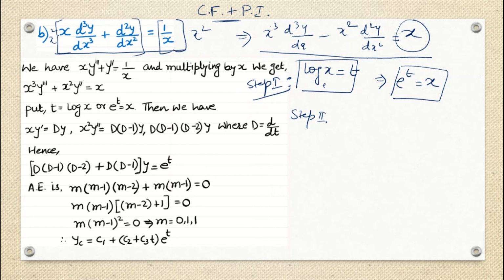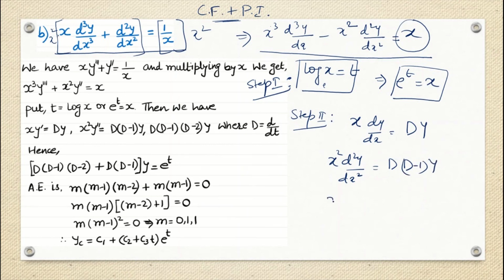In my step 2, I am going to rewrite these terms with respect to the differential operator. But how long will I go? What I am saying is, if I have x dy by dx, I am going to write it as D y, if it is only x to the power 1. I'm going to substitute x squared d2y by dx squared with D, and the second time D will be D minus 1.